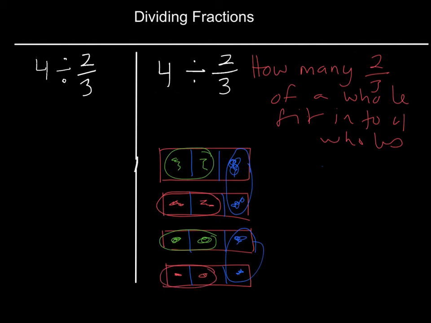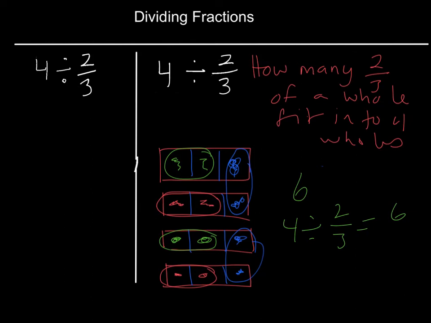So now if I count how many 2/3 I have in 4 holes, I have 1, 2, 3, 4, 5, 6. So then that means that the answer is 6. So 4 divided by 2/3 equals 6.